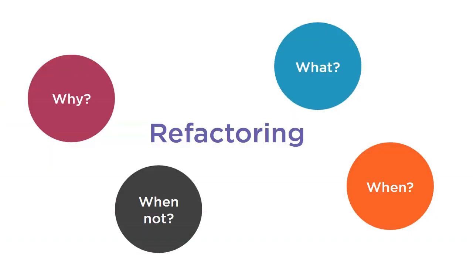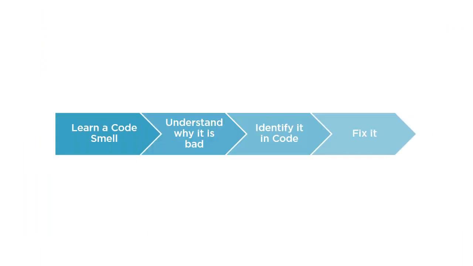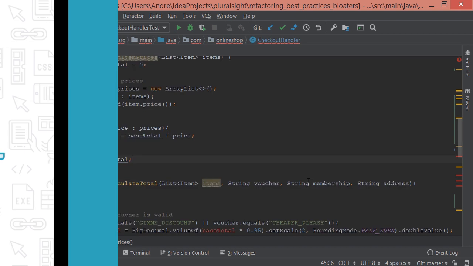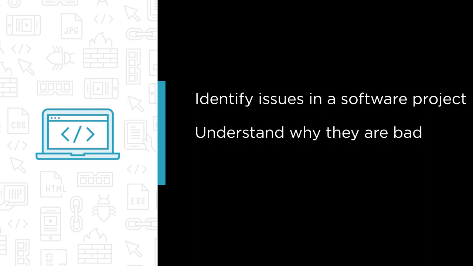Any serious software project accumulates technical debt over time, and without any refactoring, it is likely to fail sooner or later. Refactoring is an essential skill of any professional software engineer, and this course gives you hands-on training on how to do it. Some of the major topics that we will cover include identifying issues in a software project, understanding why they are bad, and how to refactor them.